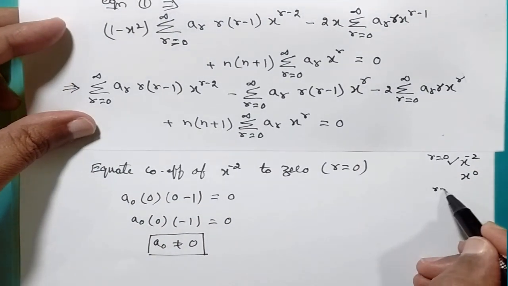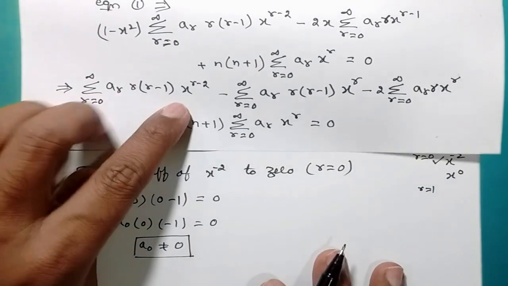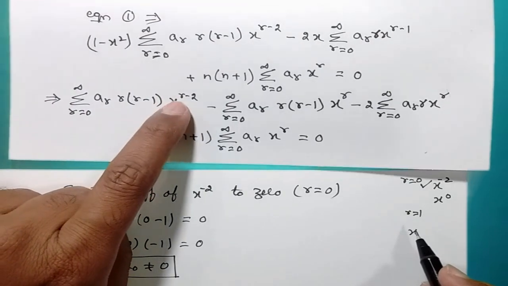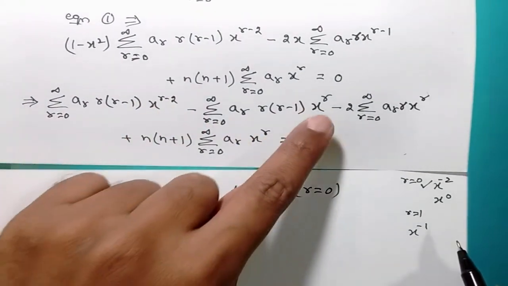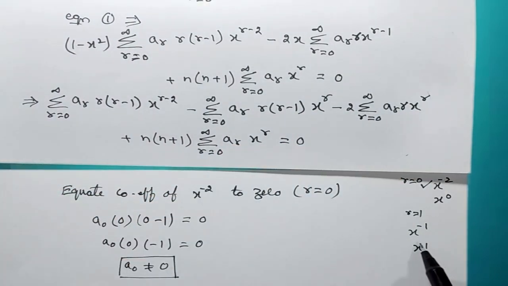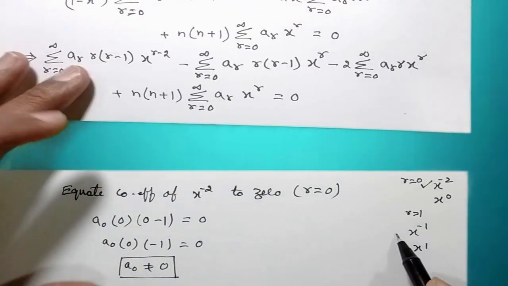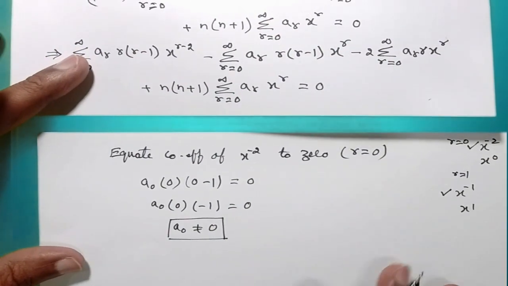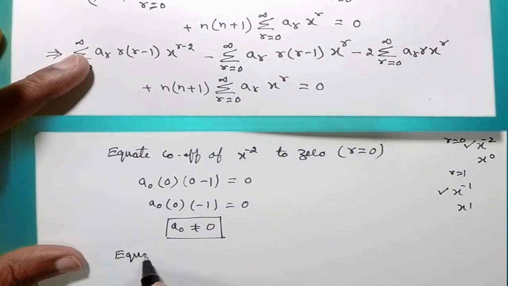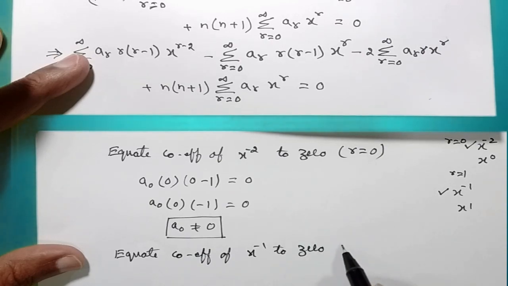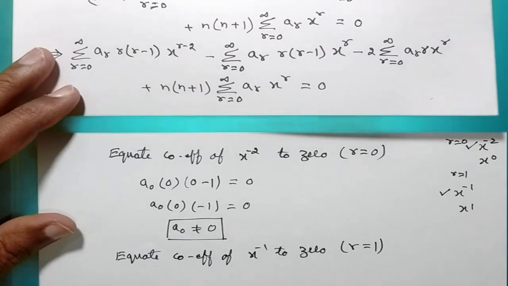Now let us take r as 1 and see what will be the powers. In the first term here, x power of r is 1, so 1 minus 2 will be minus of 1. In the other terms, r is 1, so we will be getting x power of 1. So out of these, which is the lowest power? X power of minus of 1. So we'll try to equate the coefficient of x power of minus 1 to 0 by taking the value of r as 1.